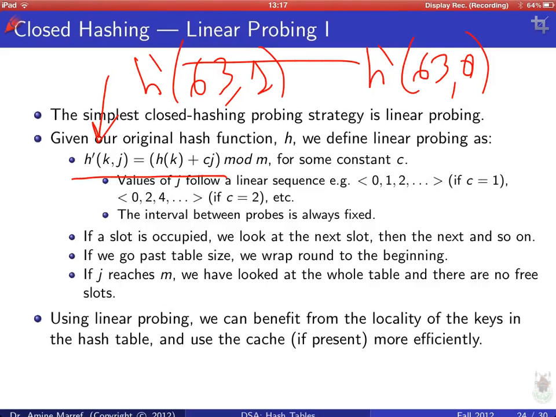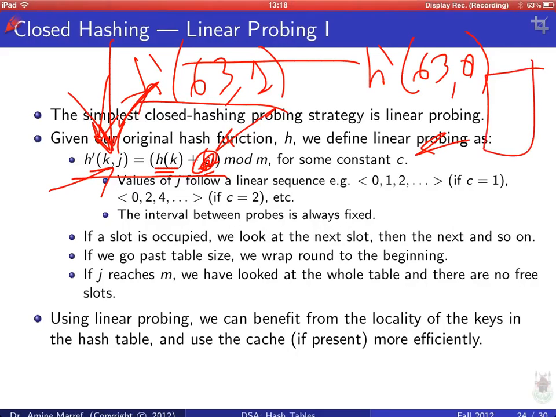Number of the sequence, it equals the hash function itself plus some constant multiplied by the step number. So if that was 0, this would be 0, and the whole thing becomes the hash function itself. Okay, and c is a constant. So if c is 1, then we have the sequence where we always go to the next slot. If c was 2, then we go to the slot after the next slot. If c was 3, we have bigger jumps, but always linear, and so on.